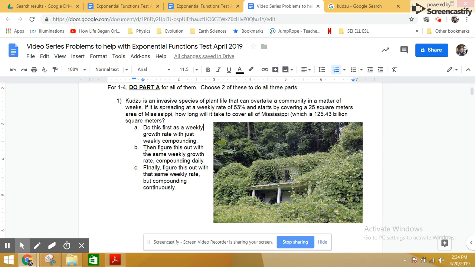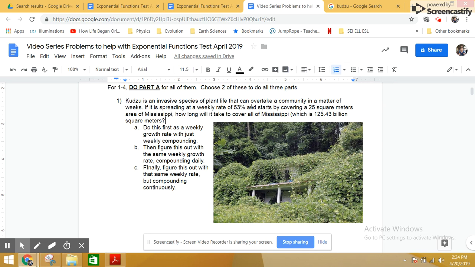Okay, so first we're going to do this as a weekly growth rate with just weekly compounding. And then we'll have to figure out the same weekly growth, only compounding daily. And then finally, we'll figure it out compounding continuously. Let's start off with the information we have. We know that we have a starting amount. That's one thing we need. We also know we have a weekly rate of 53%. So that tells us something about how it's expanding.